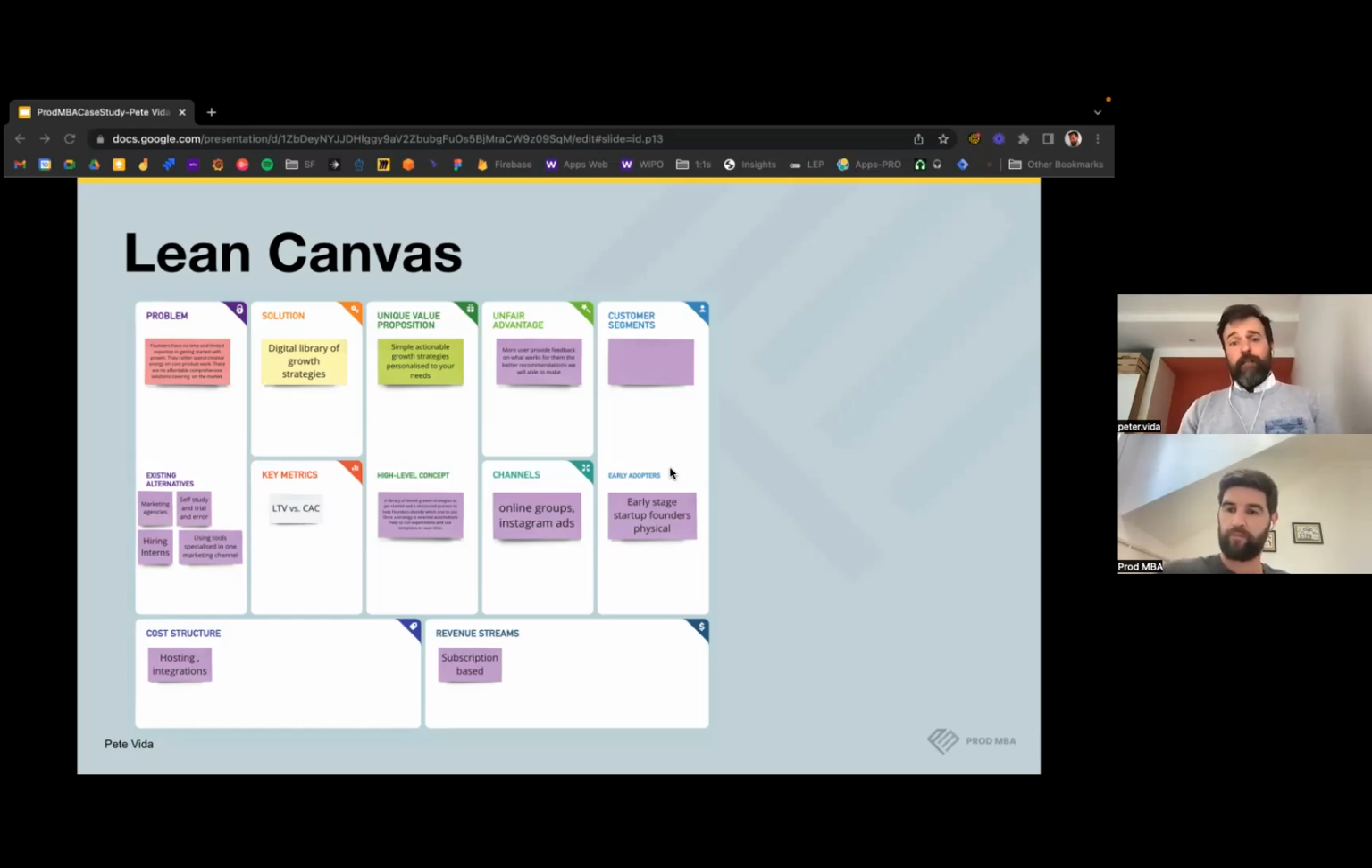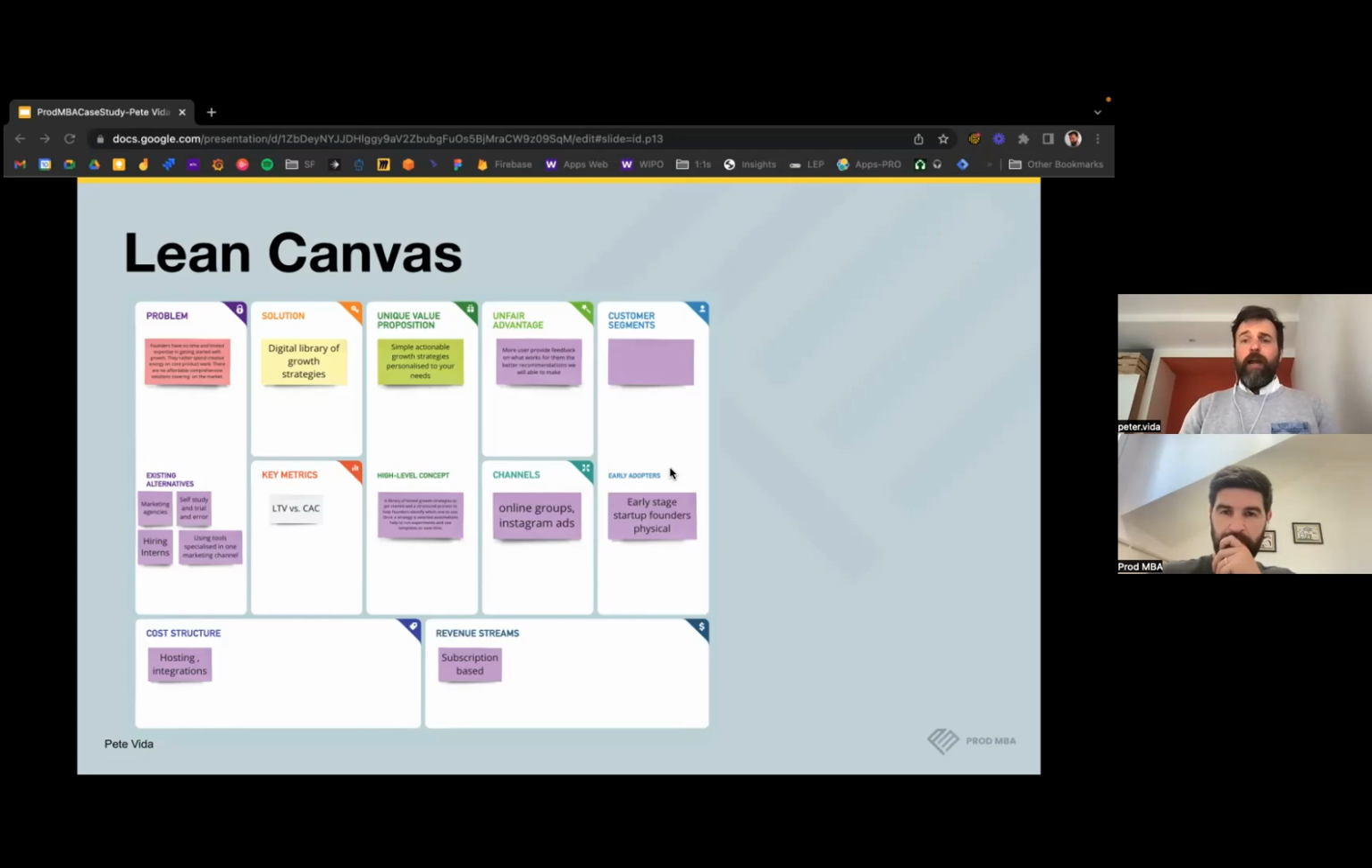Then the unfair advantage here is basically that the more users we get on this platform, the more plans they are executing, and the more feedback we are getting, the better we become at recommending plans for certain types of users. We can build this out with fancy machine learning stuff that I would love to jump into, but that's what I think the unfair advantage could be for this platform.